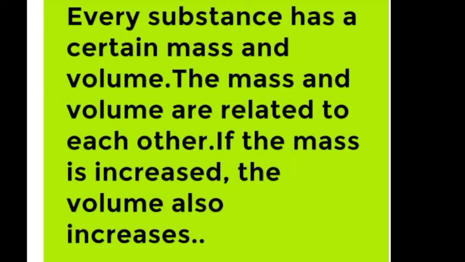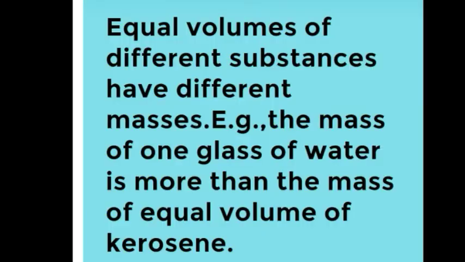Now we see that every substance has mass and volume, and it occupies space. So mass and volume are related to each other. If mass is increased, the volume also increases. Now if volumes are equal for different substances, they have different masses. Though volumes are equal, they have different masses in case of different substances.